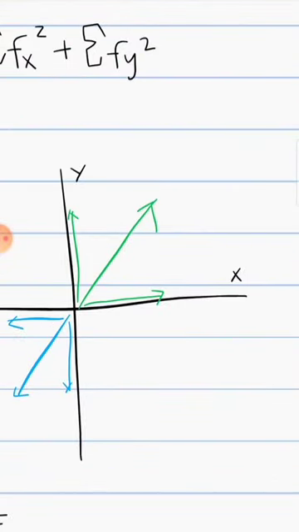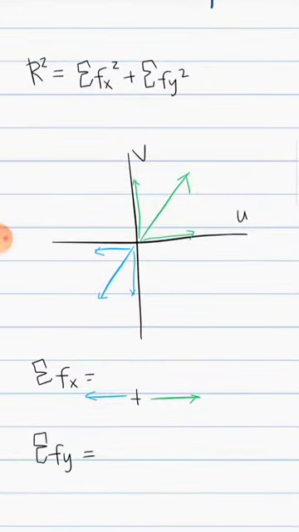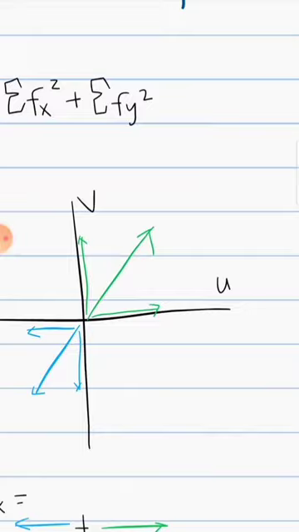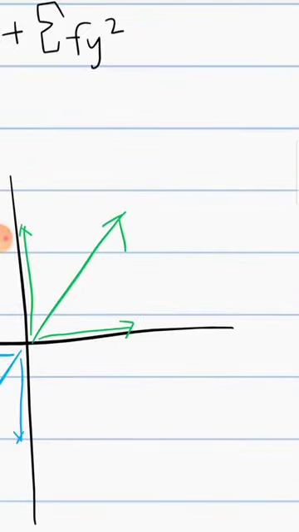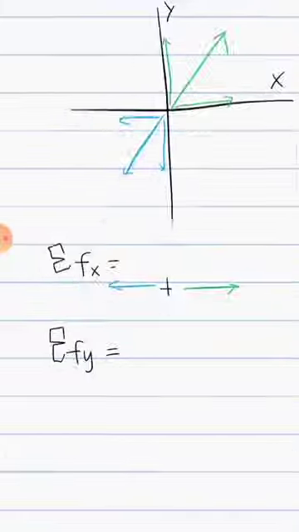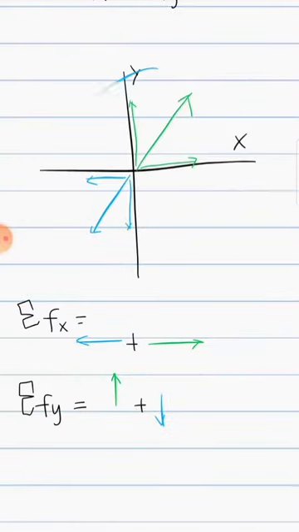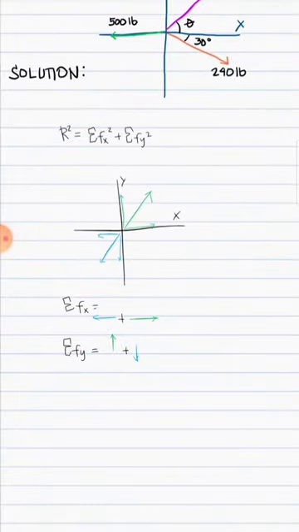We can always change this axis based on what we want. Say this is u or v. So the sum of the forces in the u is like that, and the sum of the forces in the v is like that, just like that. But for simplicity, the common way is the x and y axes. So why am I introducing this one?